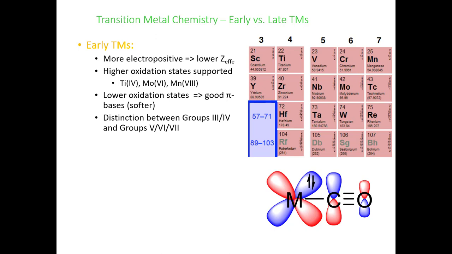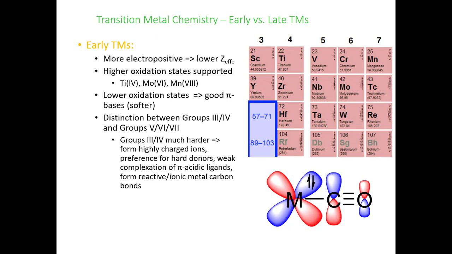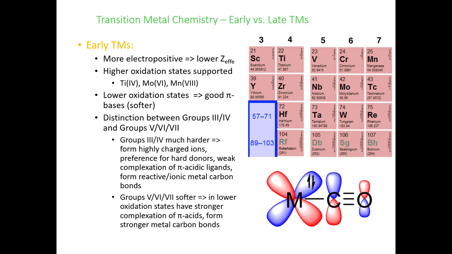Within the early transition metals, there is a distinction between groups 3 and 4 as well as groups 5 to 7. Groups 3 and 4 generally lose all their valence electrons and form hard, highly charged ions. Therefore, they bond more readily with hard donors, they don't bind pi acidic ligands tightly, and their metal carbon bonds are very reactive. For groups 5 to 7, when the metals are not in their highest oxidation states, they are softer, they bind pi acidic ligands very strongly, and form strong metal carbon bonds.